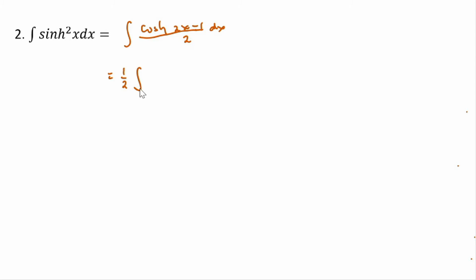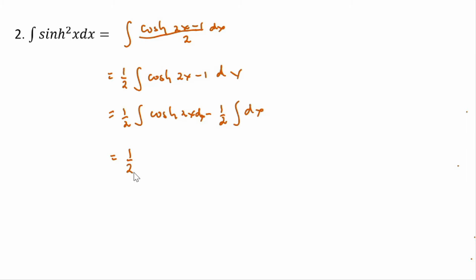So I have now 1/2 the integral of hyperbolic cosine of 2x minus 1 dx. And then I'm going to separate the terms. So I can write now 1/2 the integral of hyperbolic cosine of 2x minus 1/2 times the integral of 1 dx, or just dx. I forgot the dx here. So therefore, we can use the integration formula. So we have now 1/2.